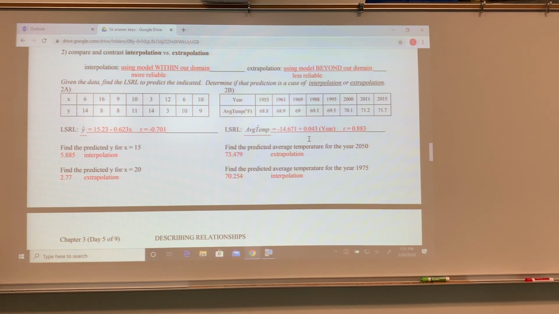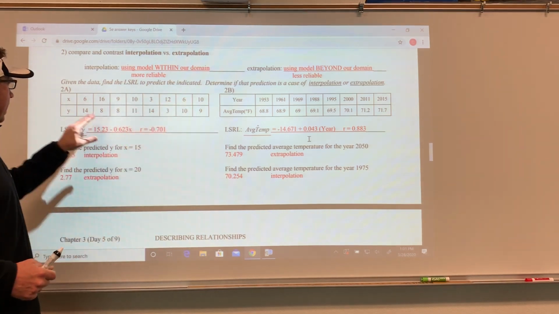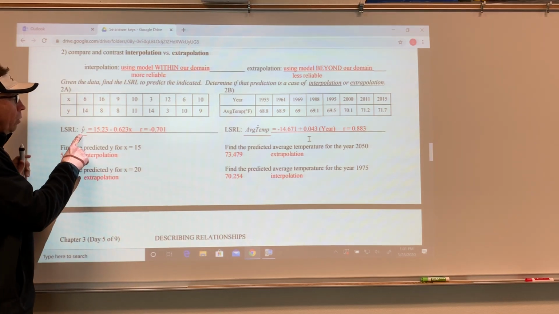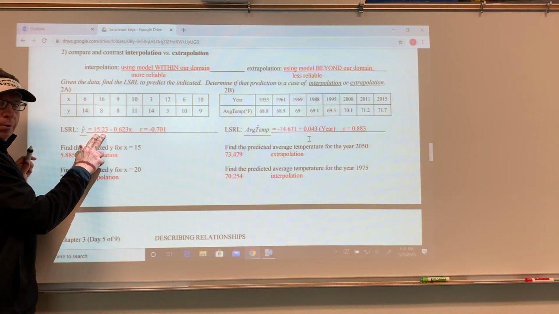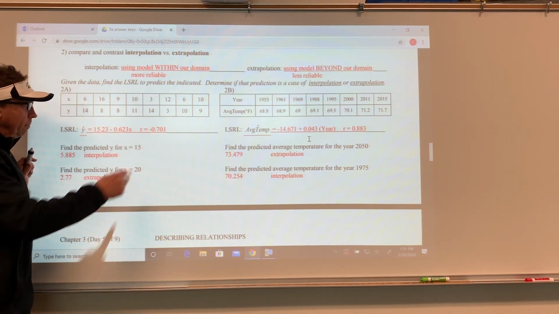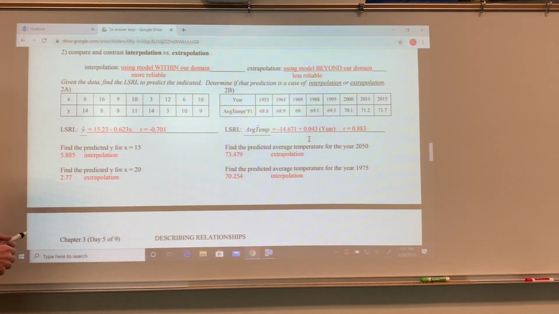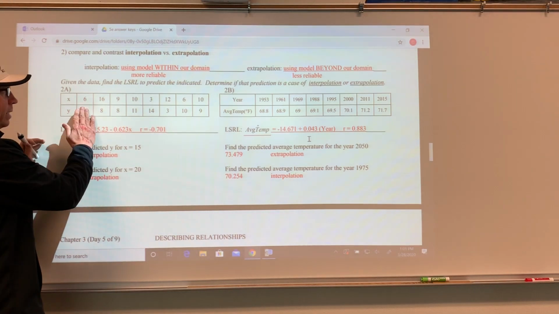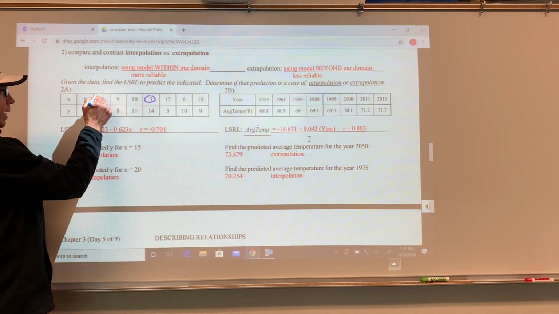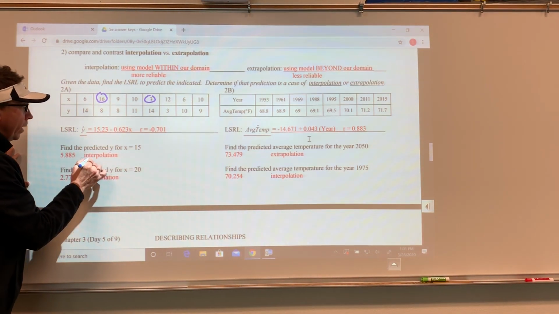Okay, so if you were to type this into L1 and this into L2 and get the line, I will not do that now. You'll get this line. Y hat equals 15.23, that's the y-intercept, minus 0.623x, that's the slope, okay? And if you wanted to find the prediction for 15, you're going to ask yourself, is 15 within this data set? Well, this data set goes from 3 to 16. So 15 is definitely within the data set. This would be called interpolation.